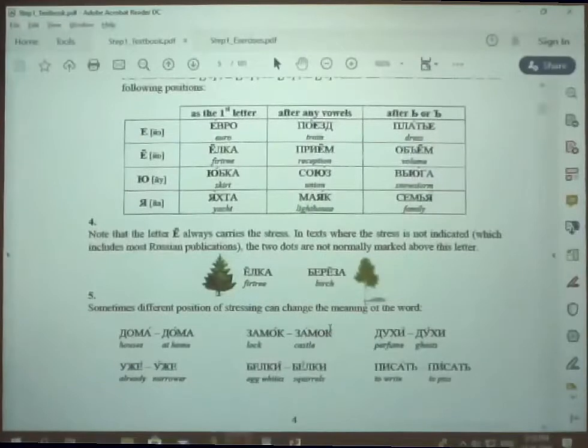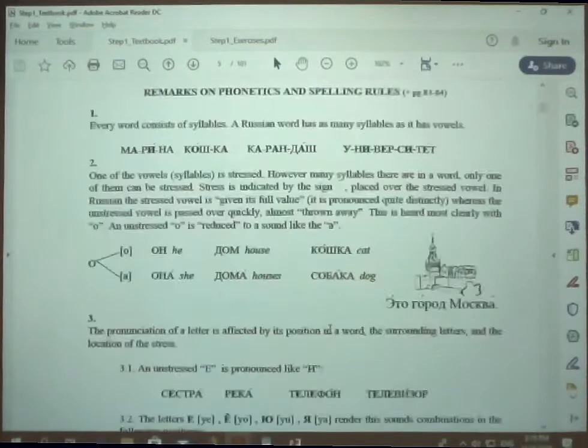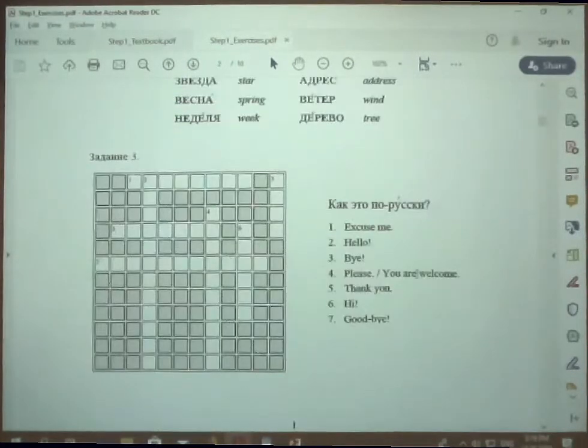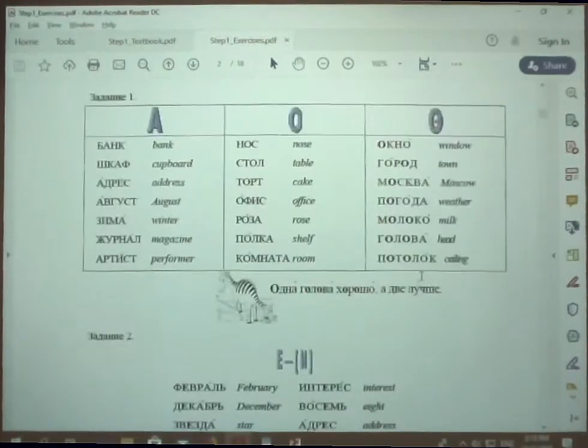But you remember that reading the letter O, this is our textbook, учебник, page, страница number 4. When we read the letter O, we have to be careful because unstressed letter O we read like A. Она, дама, собака. And we have more exercises in рабочая тетрадь, the book with the exercises, page, страница number 1.